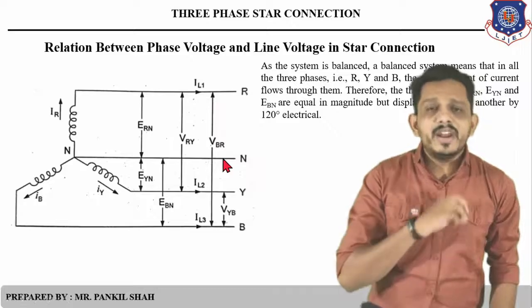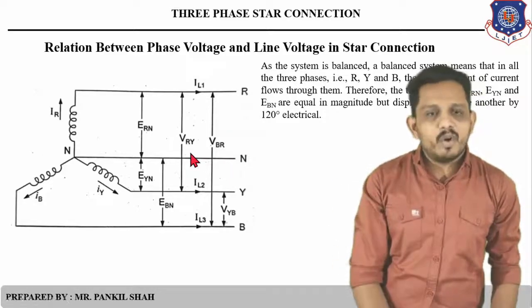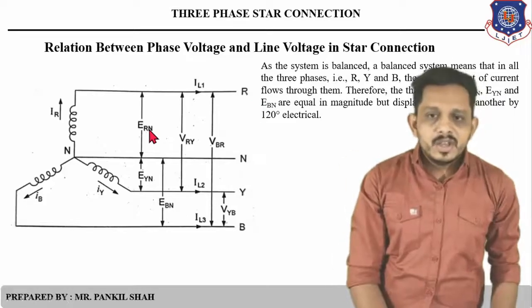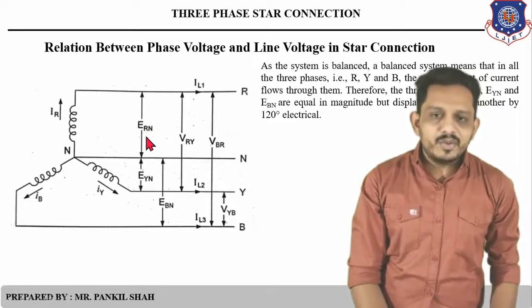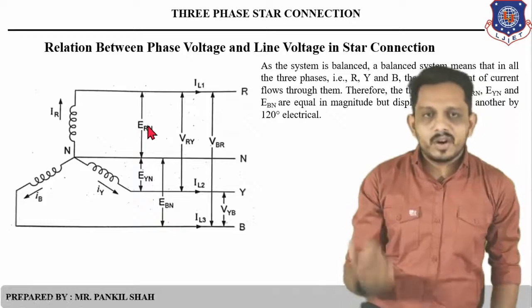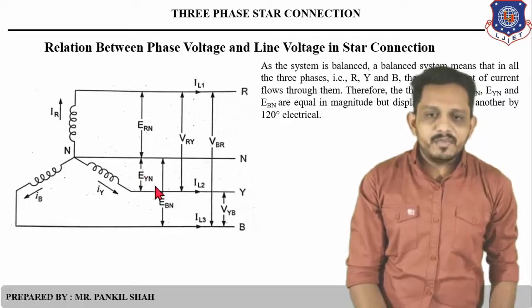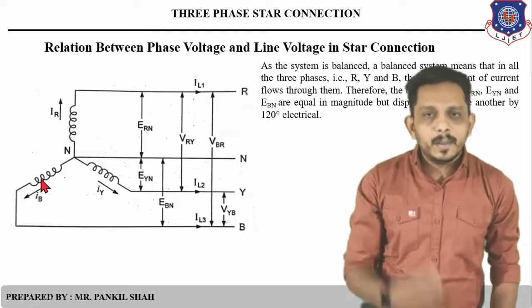Now let's define all the parameters in this diagram only. So first let's define the phase voltages. The voltage measured between R and neutral is the phase voltage of the R coil, that is ERN. EYN is the phase voltage of the second coil, and EBN is the phase voltage of this third coil, that is the B coil.